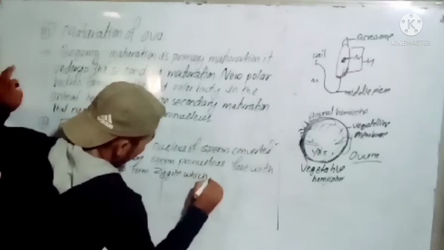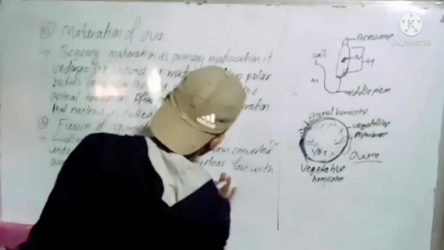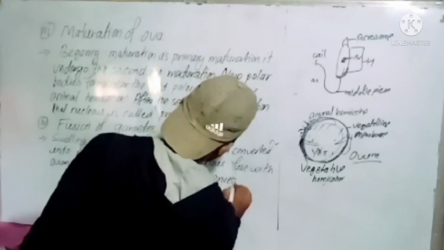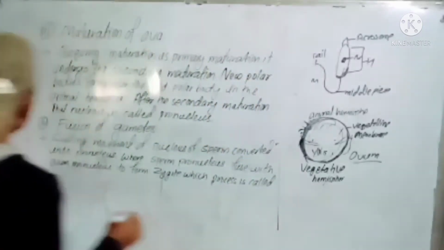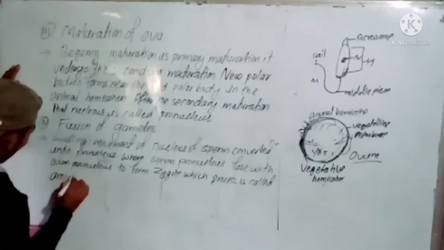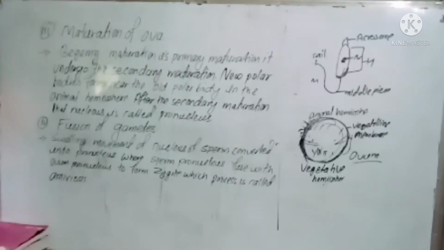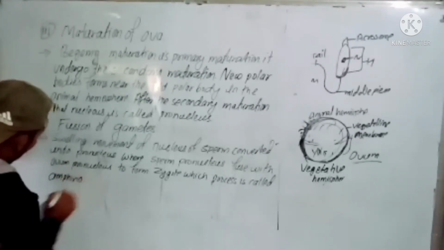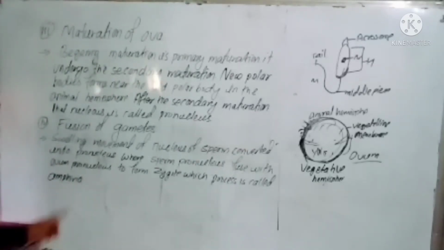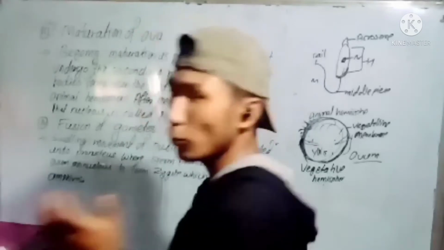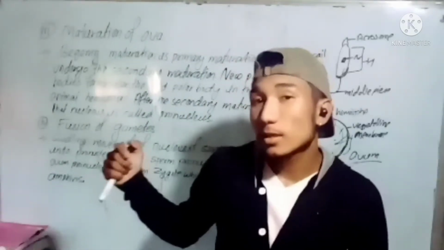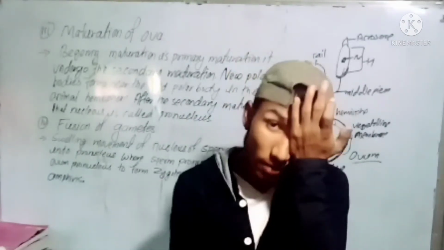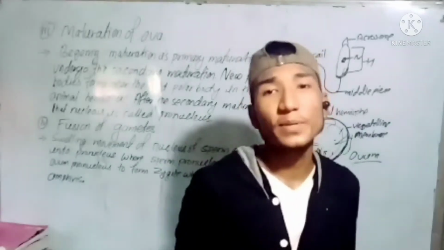Which process is called amphigenesis. Okay, amphigenesis process. And the fusion of gamete: in the fusion of gamete, there is the fusion of the pronucleus of both the sperm and the ovum, and there is a formation of the zygote, and this process is called amphigenesis.